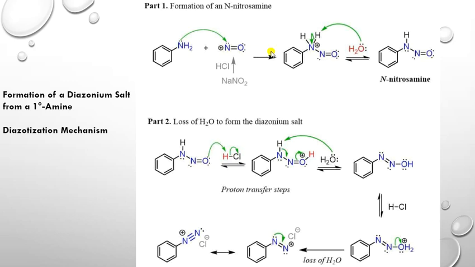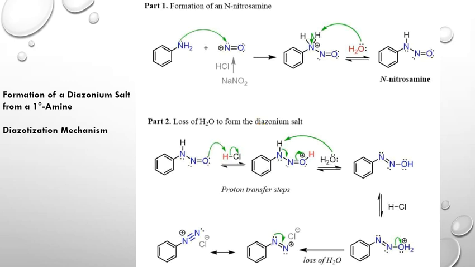Now look at this step. It's a very important step and I will explain it in the next mechanism. Don't forget, here we have two hydrogen atoms. Now the next step: from the N-nitrosoamine we'll lose H2O to form diazonium salt.